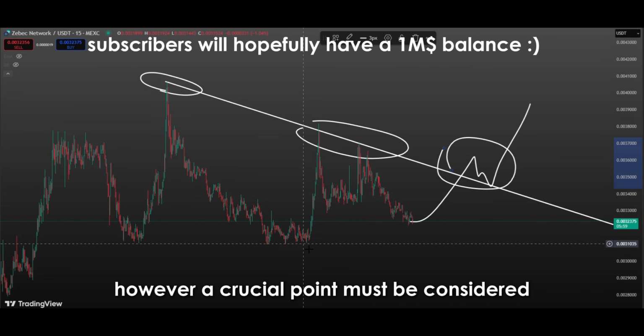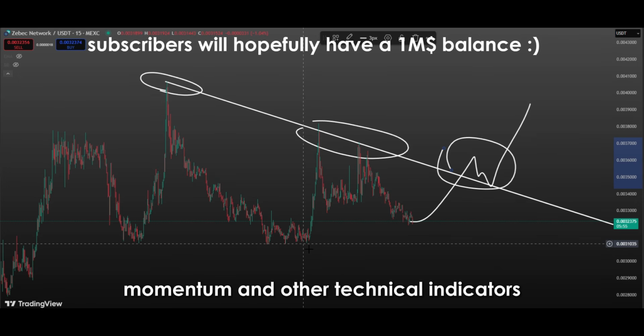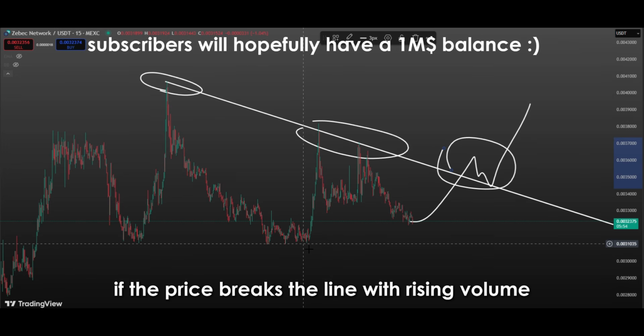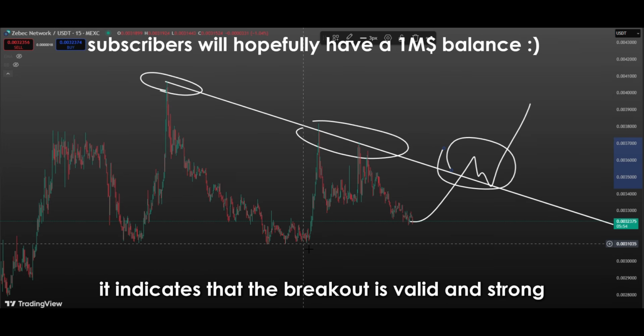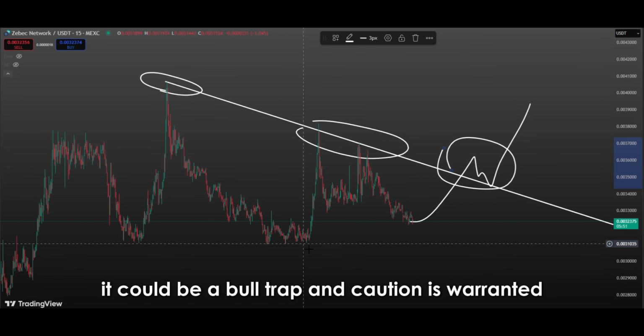However, a crucial point must be considered. The price's approach to this trend line should be evaluated not only visually, but also in conjunction with volume, momentum, and other technical indicators. If the price breaks the line with rising volume, it indicates that the breakout is valid and strong. But if the breakout occurs on low volume, it could be a bull trap and caution is warranted.